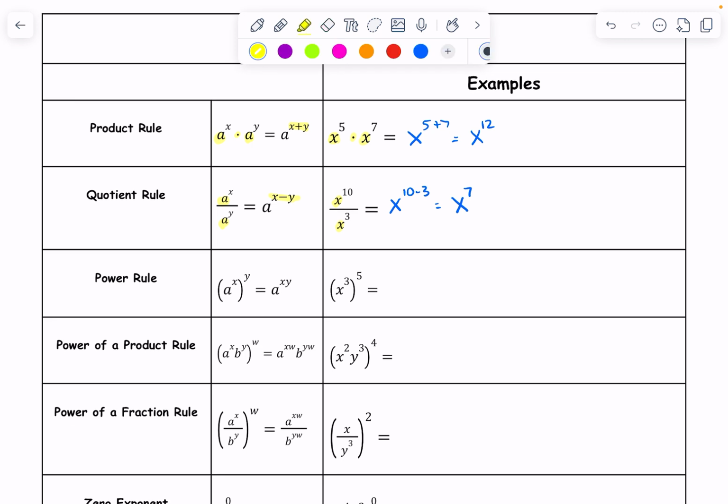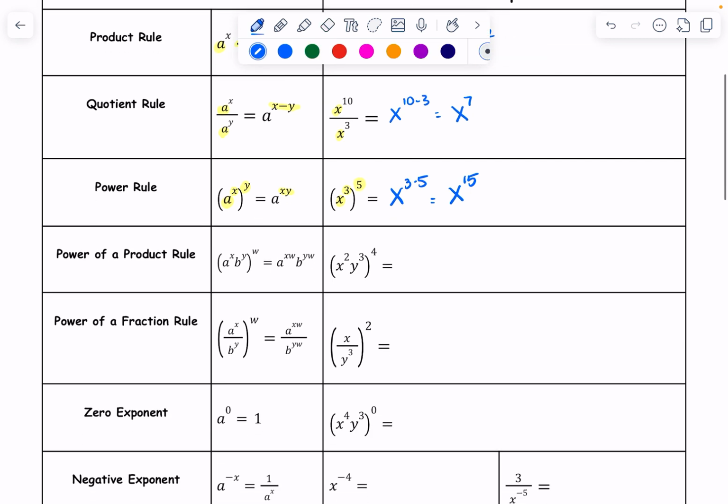Okay, the next example is power rule. So this basically says if we have a base that already has an exponent and we raise it to an exponent, we're going to multiply. So we have a base that's raised to an exponent, and then we'll raise that to an exponent, so we're going to multiply. So this is x to the 3 times 5, or x to the 15. Now, I don't need you guys to show this section. I mean, you could just do that in your head. I'm just showing you because this is a video.